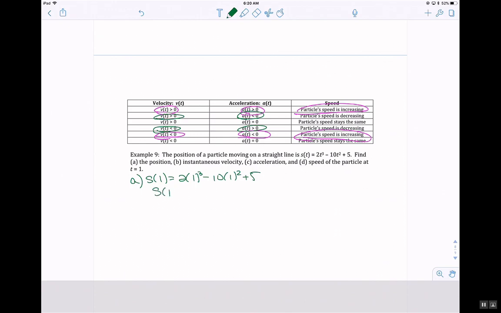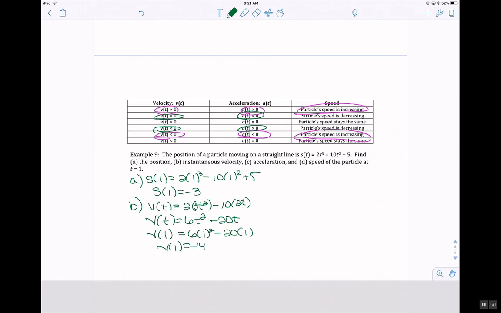B, instantaneous velocity. Take the derivative of position. So v of t is equal to 2 times 3t squared minus 10 times 2t, and then the 5 goes away. So v of t is equal to 6t squared minus 20t. So v of 1, 6 times 1 squared minus 20 times 1. So v of 1 is equal to negative 14.